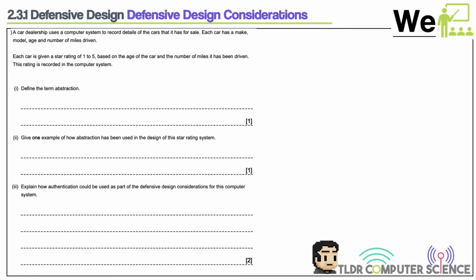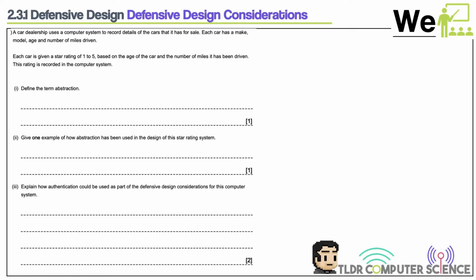In this scenario, a car dealership uses a computer system to record details of the cars that it has for sale. Each car has a make, model, age, and number of miles driven. Each car is given a star rating of 1 to 5. Okay. Based on the age of the car and the number of miles it has been driven, the rating is recorded in the computer system.